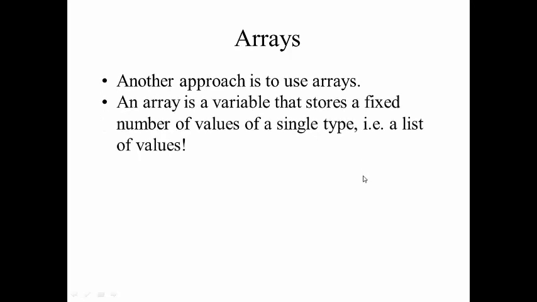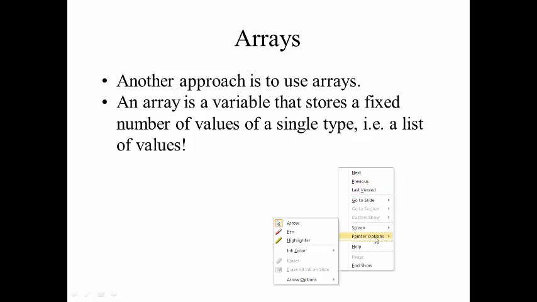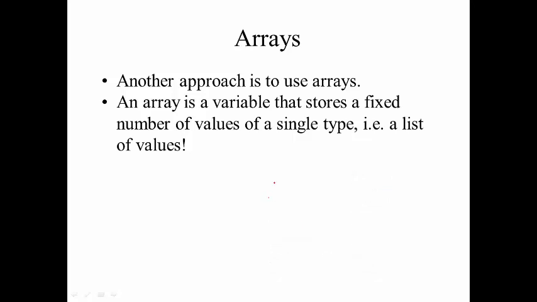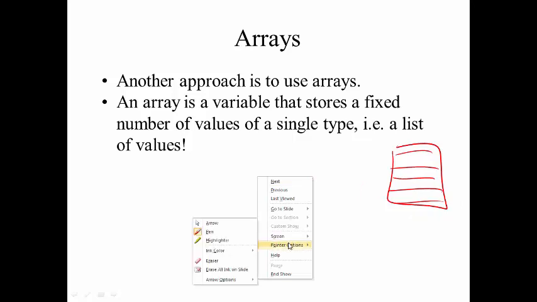An array is a variable that stores a fixed number of values of a single type. That is, a list of variables. In other words, you have a structure that has more than one thing in it. And I'm drawing a box here just so you get that your array is a single structure with more than one item in it, kind of like a grocery list.